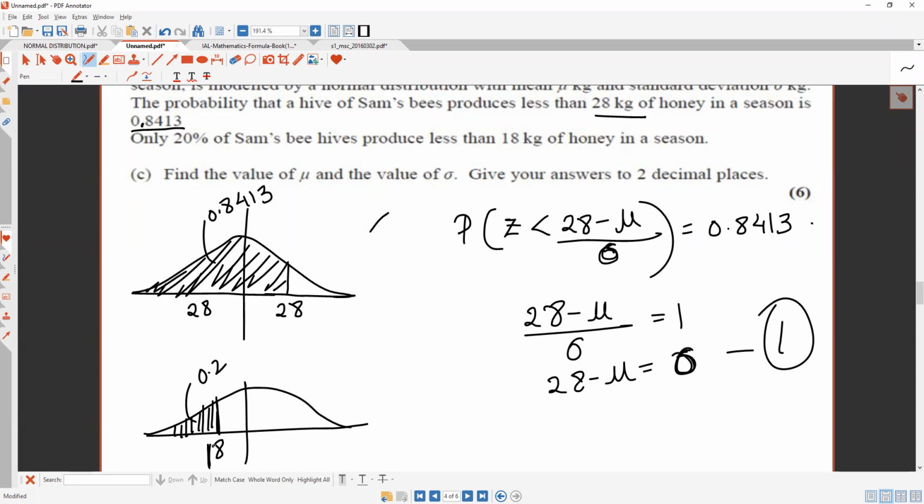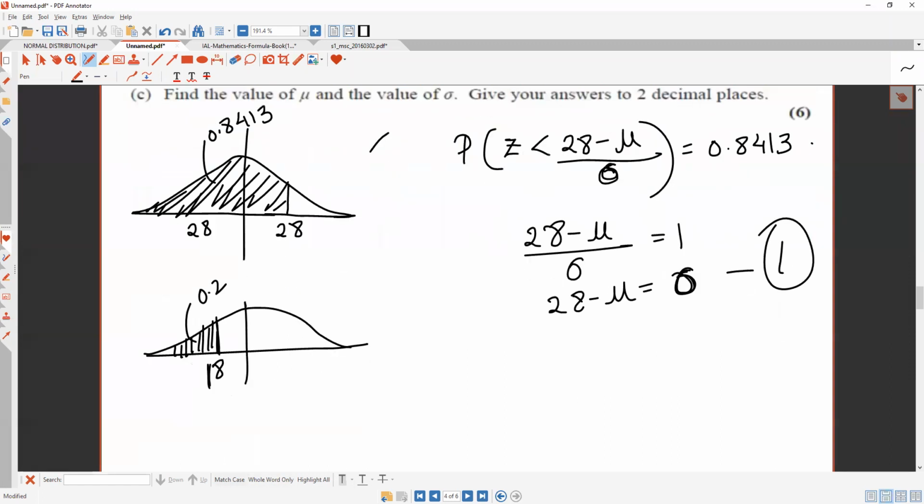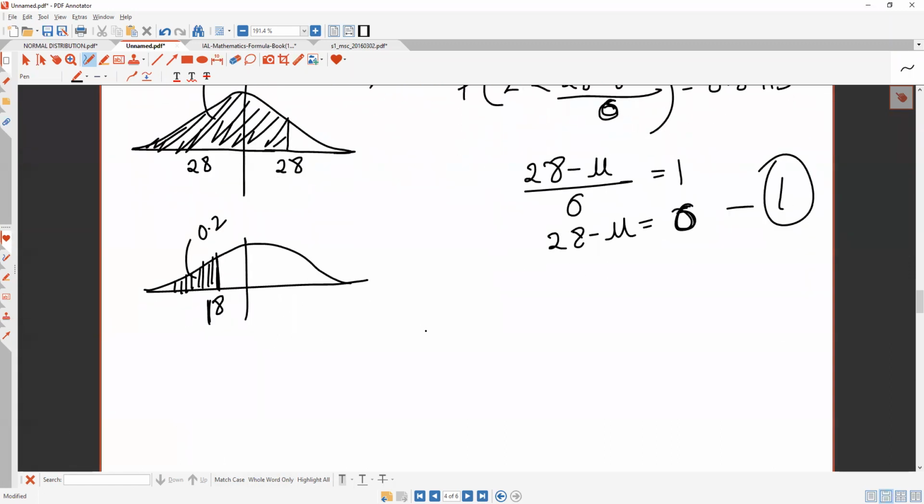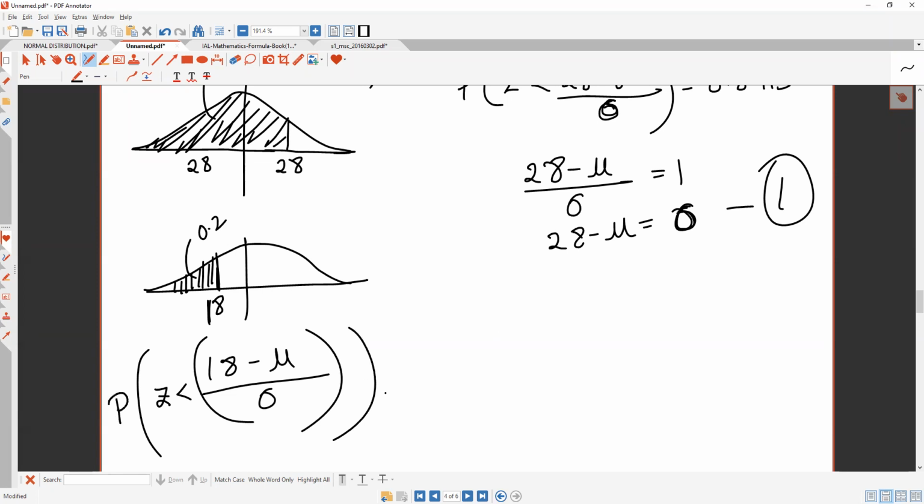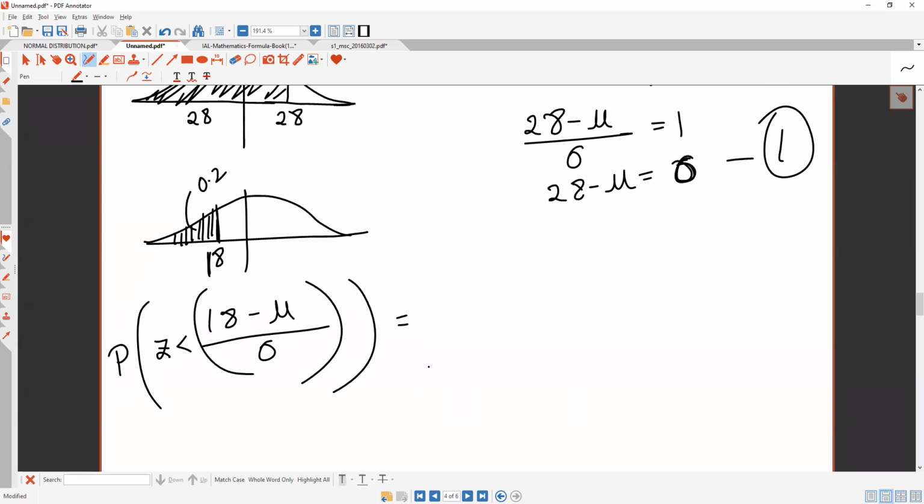Okay, after that what happens? Check. You will get 18 minus mu divided by sigma, and the probability, how much is it? Now can you see this 0.2? It can be here also, right? Because I told you left-hand side takes a right-hand value. This is greater than, right?